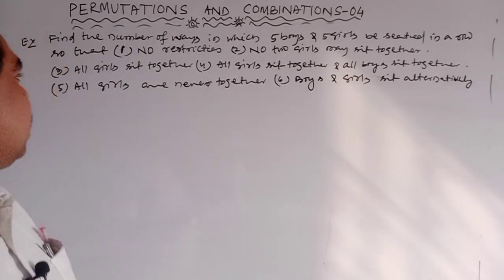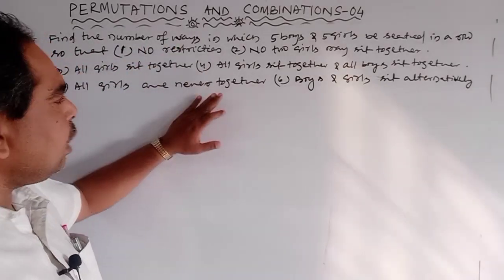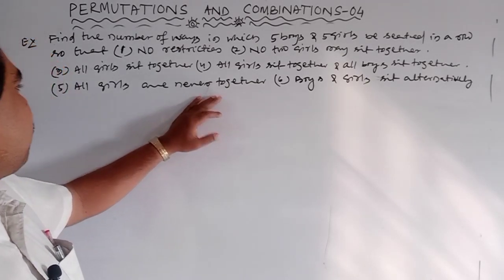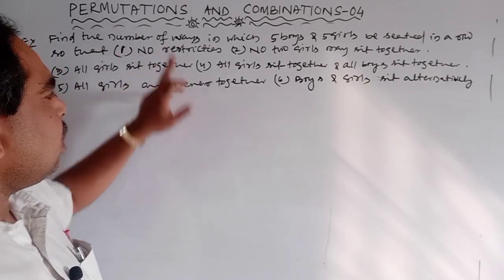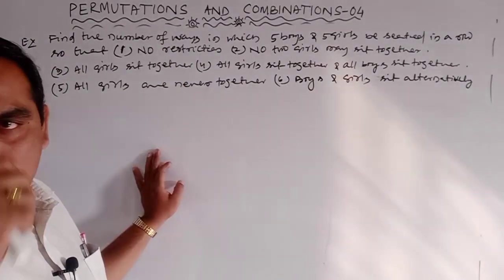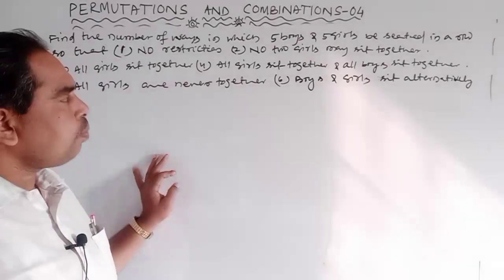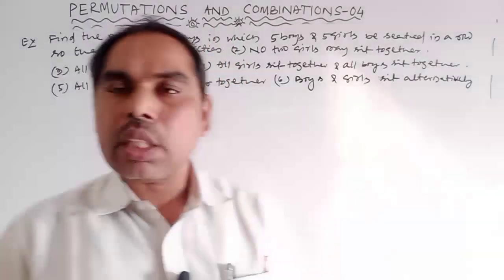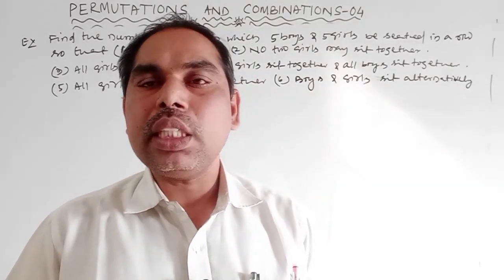Next question. Find the number of ways in which 5 boys and 5 girls can be seated in a row so that there is no restriction. There are 5 boys and 5 girls, so the total number of persons is equal to 5 plus 5, that is 10.